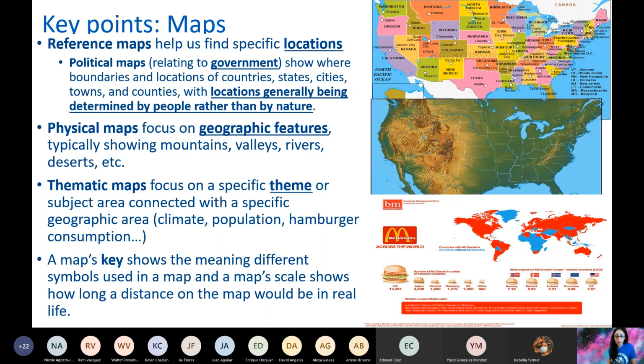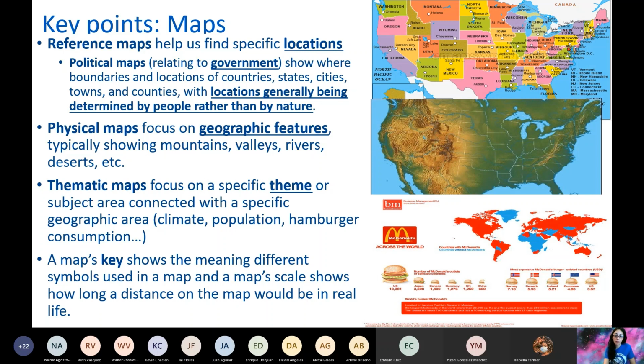Political maps are a type of reference map, and they find the location of government borders. So where boundaries and locations of countries, states, cities, towns, counties, that sort of thing are. And these locations are generally determined by people, not by nature. So they reflect human geography, right? Because the border between Texas and Mexico, it's something that humans decided is meaningful and exists. It's not a natural feature of the earth.